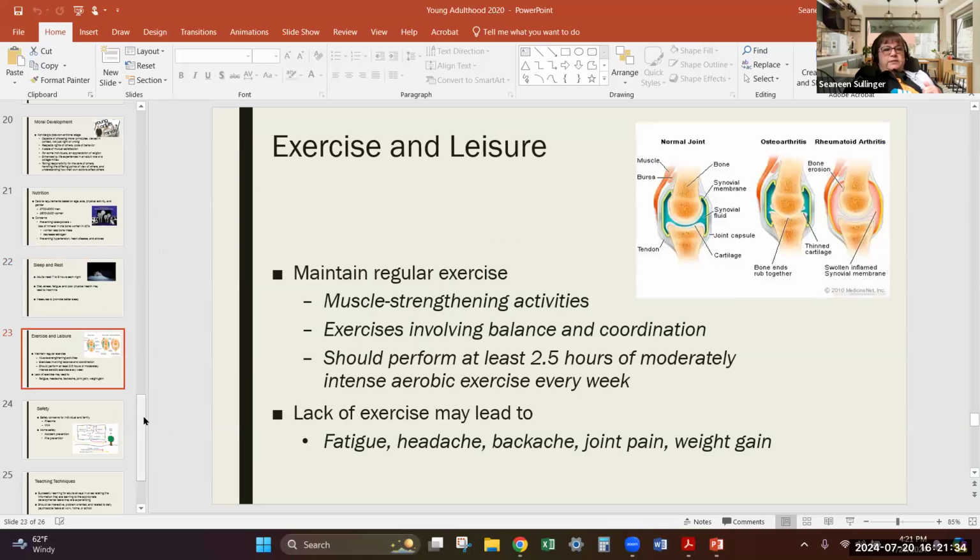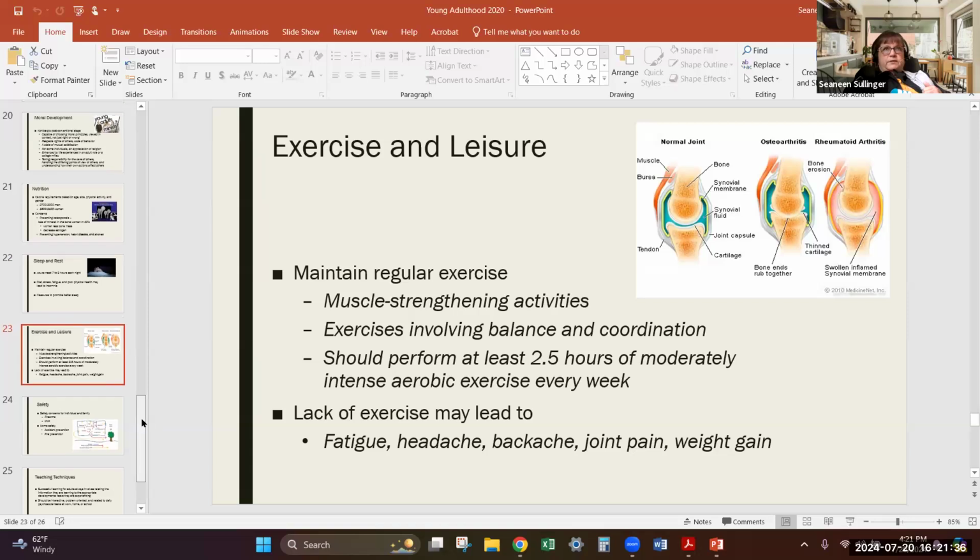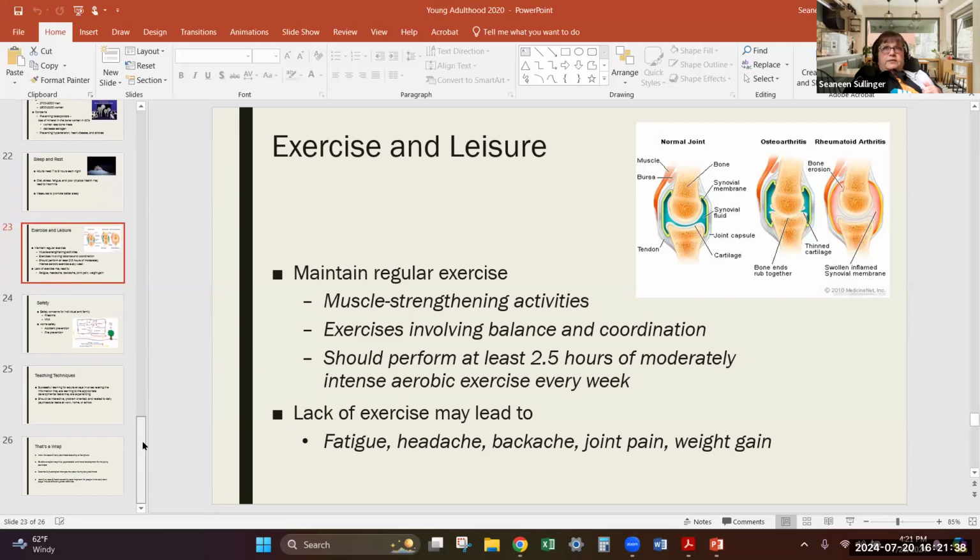So exercise and leisure, still looking at this one says 2.5 hours of moderately intense aerobic exercise every week. I think we were at 60 minutes. So a little bit more than, I think that's 3 times a day. This is twice a week.